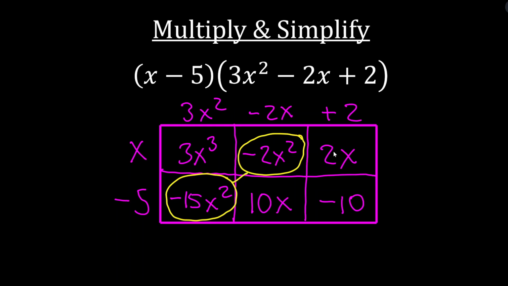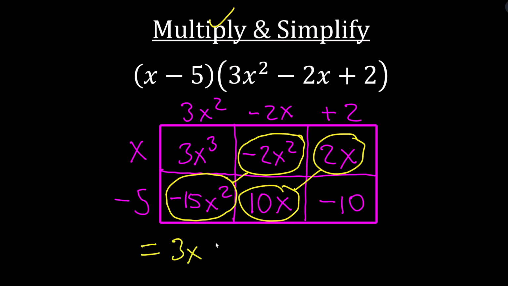These two are like terms, and the 2x and the 10x are also like terms. So we can go from this straight to the simplified version. We've already done the multiplying. We've got to do the simplifying, and we could go straight to the simplified form by writing 3x cubed, right? That doesn't have any other like terms, so that's just by itself here.